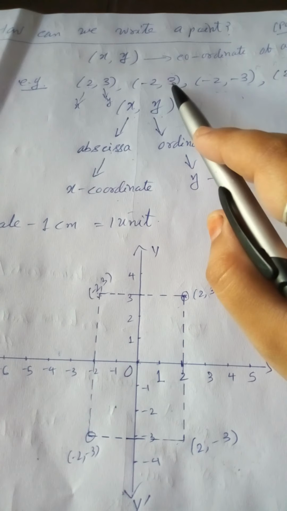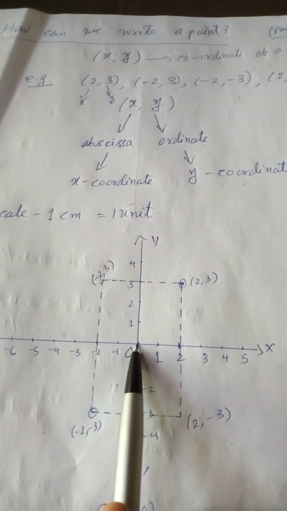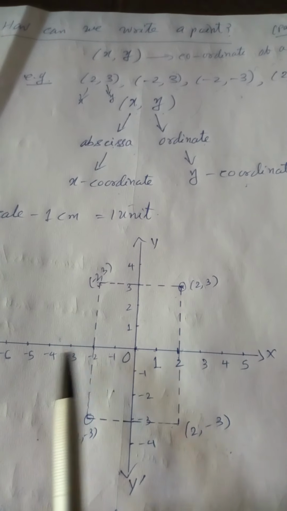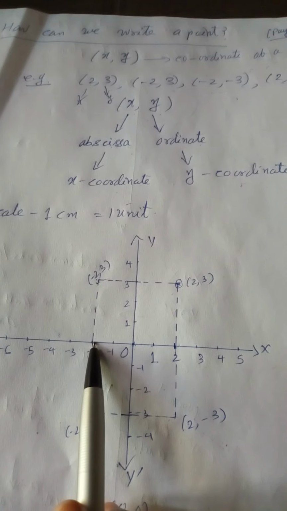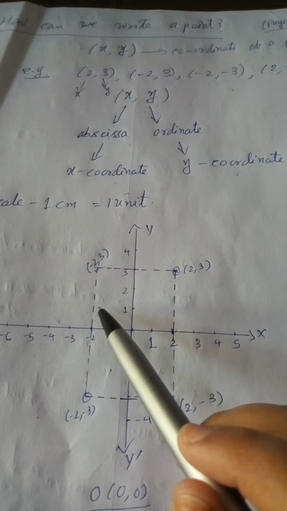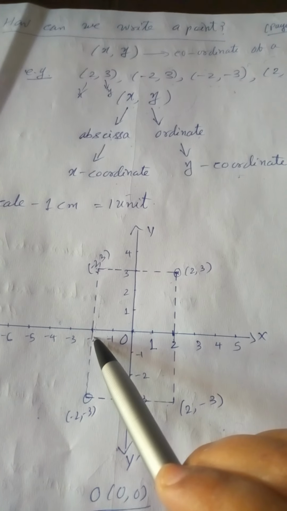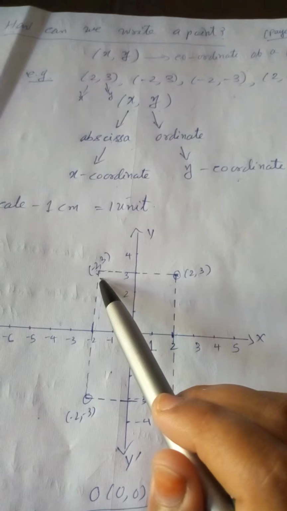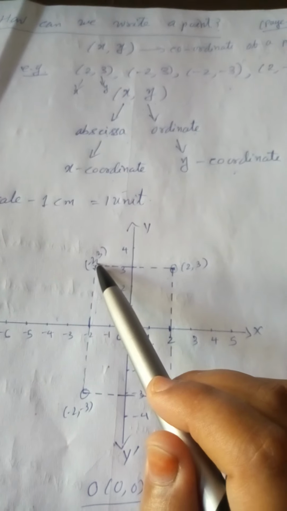The next point is (-2, 3). So I count -2; the x value is -2. Counting this side: -1, -2. After that the y value is +3, so go up. From -2, you count upward 3 centimeters. So this is (-2, 3).